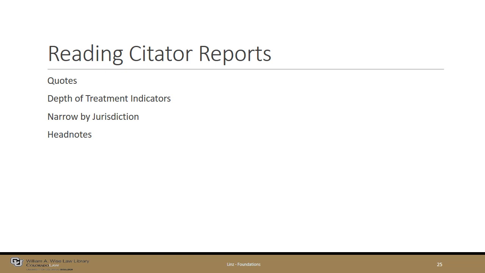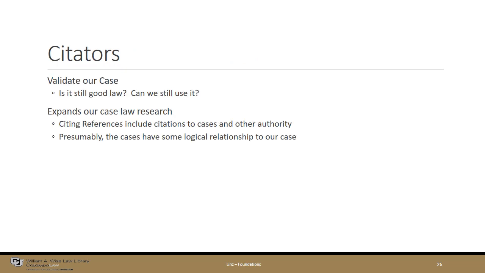It goes up to 4 boxes. If they're filled in, that means there's a lot of discussion. If it's like 1 box, it's essentially a string cite of some kind. You can narrow the report down by jurisdiction, and you can also filter the report by headnotes, which is extremely useful, as you can find those cases that are directly related to our case. And so let's go ahead and take a look.